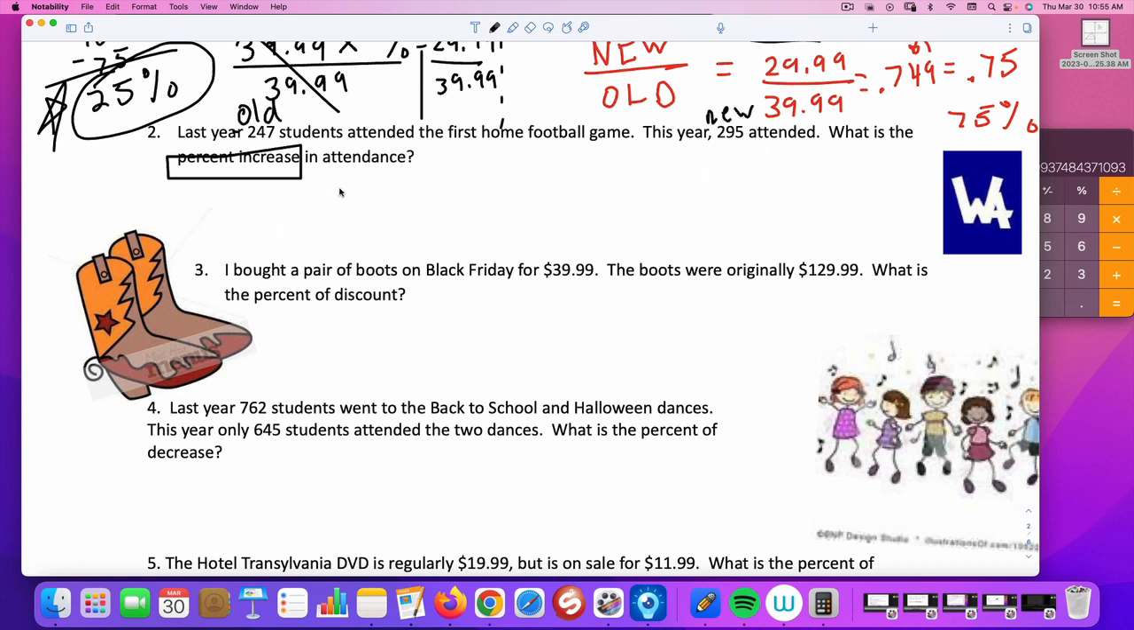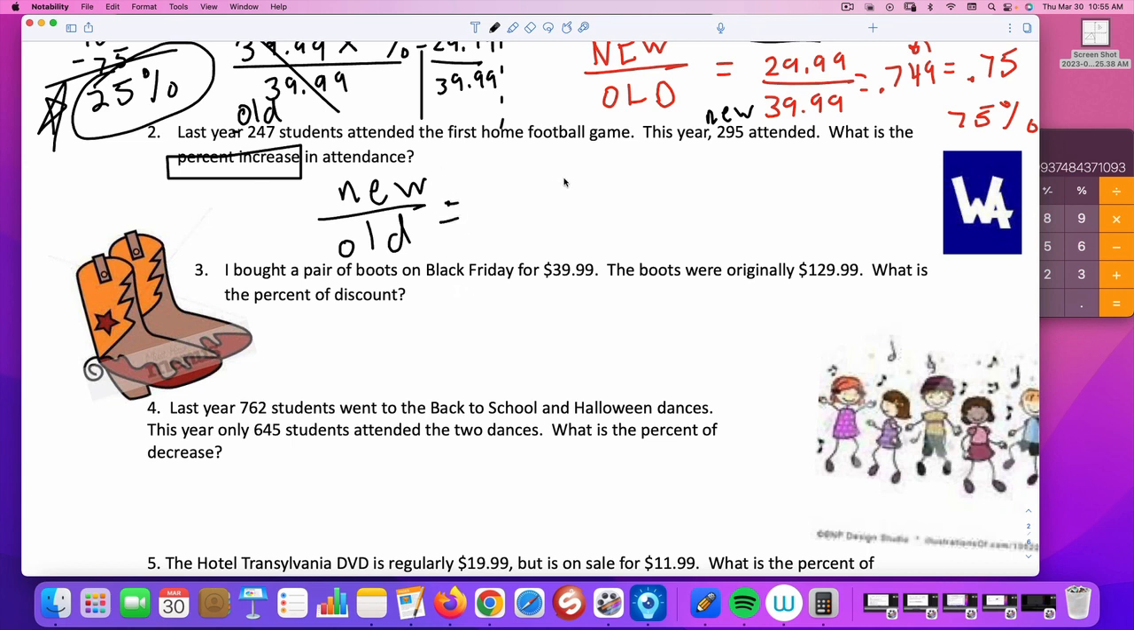Your percent equation is new divided by old. If you have a hard time remembering that, and the equation thing I did confused you more, just think of the alphabet. The N on the top since it comes before O, the O on the bottom since it comes after N. If you sing the alphabet song, LMNOP, N goes on top, O goes on the bottom, new divided by old.